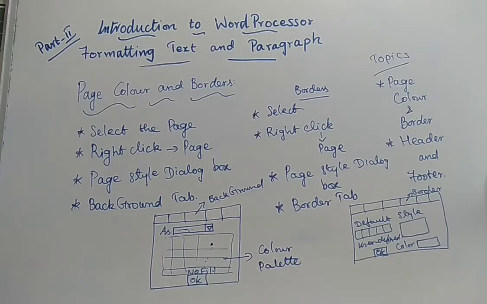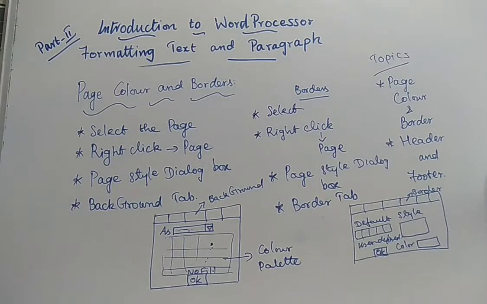Are you clear with the procedure to change the page color and page border? It is very simple. First you have to select the page. In that page you have to right click. Immediately a pop-up will be displayed for you. In that, you have to select Page. Immediately the Page Style dialog box will be displayed for you.